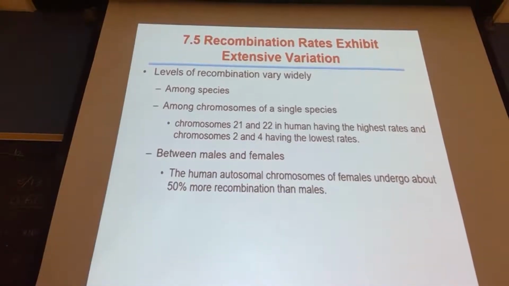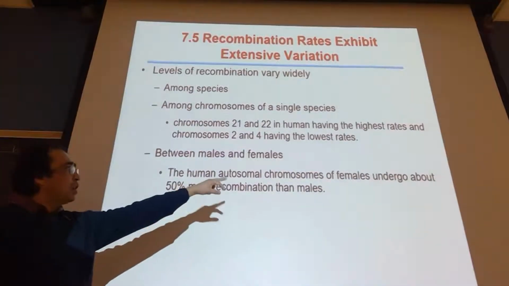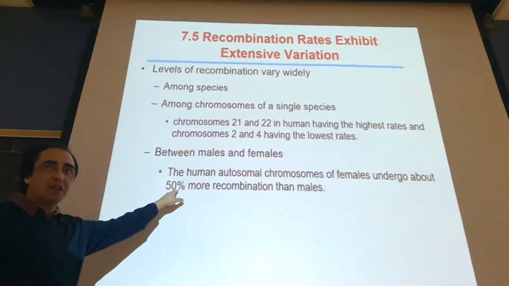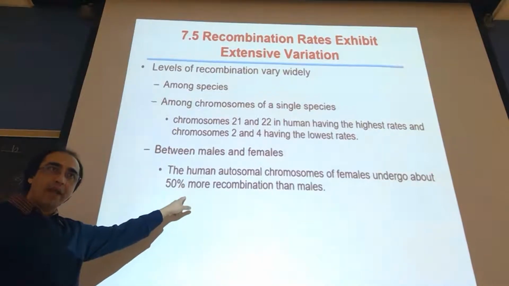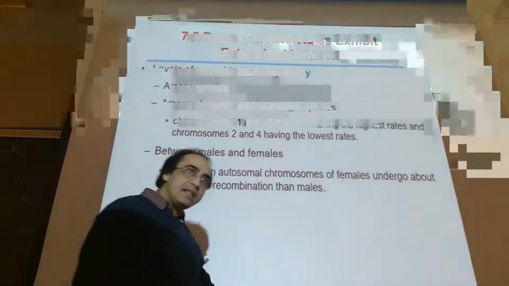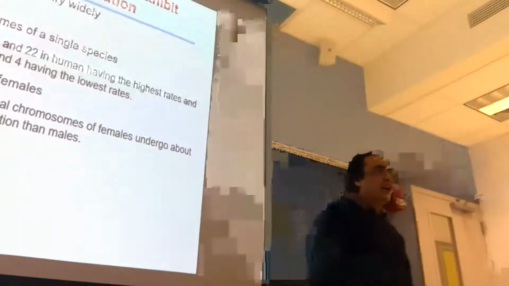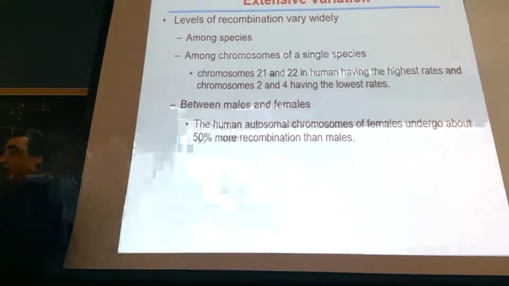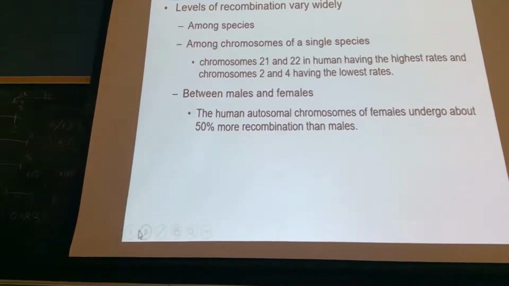Even between the sexes, the human autosomal chromosomes in females undergo 50% more recombination than in males. In males, the crossing over frequency is less. In females, the crossing over frequency is high. So in such a case, it is very, very difficult to find out the gene location just starting from the progeny.